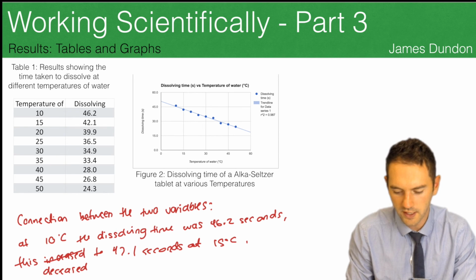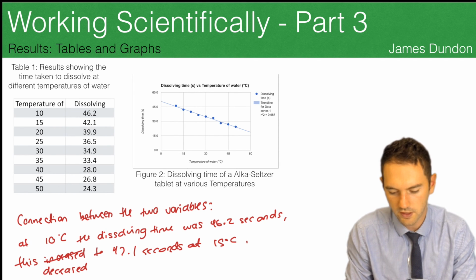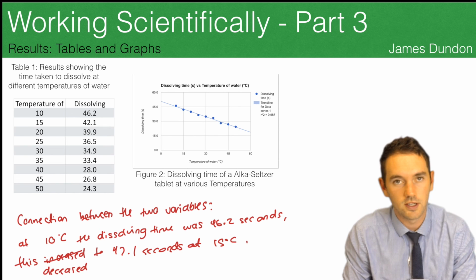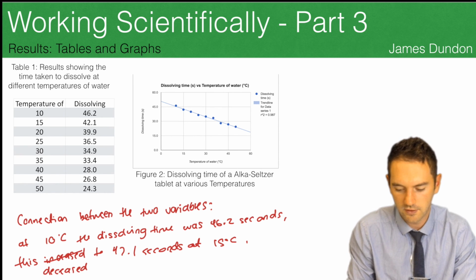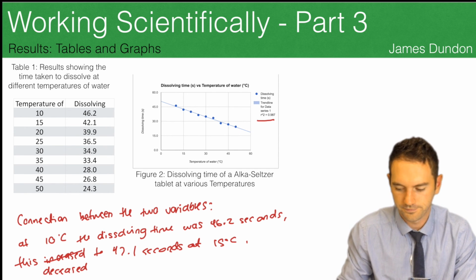When we go to our figure, we then turn our attention to the relationship between those two, and we start looking at the trend. Is there a connection? As temperature increases, does dissolving time increase or decrease? And in this case, it's negatively correlated. And then we can add in some statistics or looking at correlations and lines of best fit as well. So it's really important that we're just analysing for this relationship, but we're not explaining why.